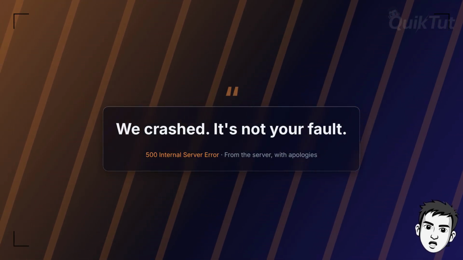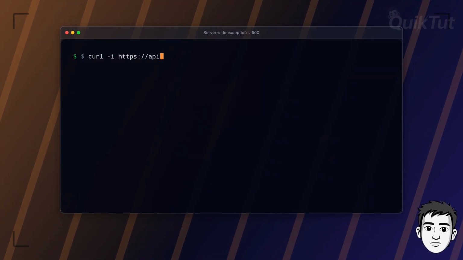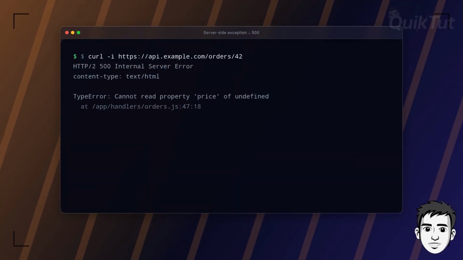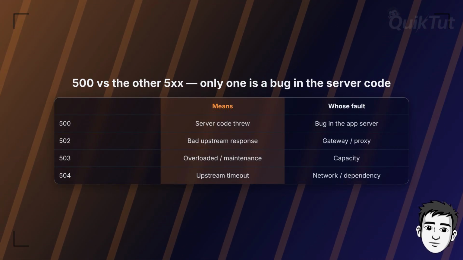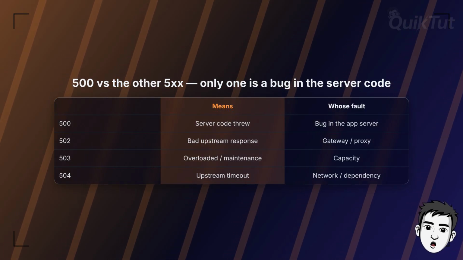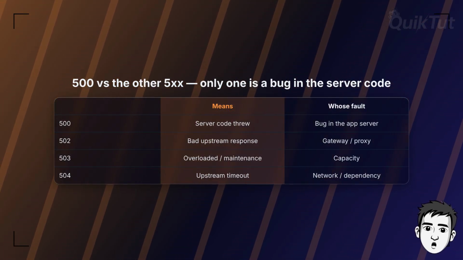It means the server itself broke. Your request was fine, something on their end threw an unhandled exception. Don't confuse it with 502, 503, or 504. Those mean upstream problems. 500 is a bug in the server code itself.